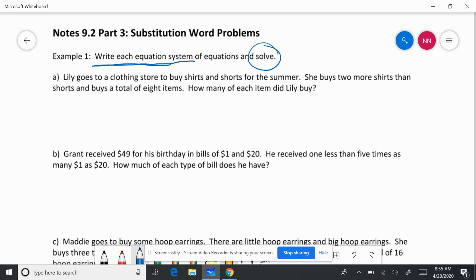So if you look at our first problem, it says Lily goes to a clothing store to buy shirts and shorts. Now, in order to write an equation, we need variables. So I am going to call X the number of shirts. And Y I'm going to call the number of shorts.